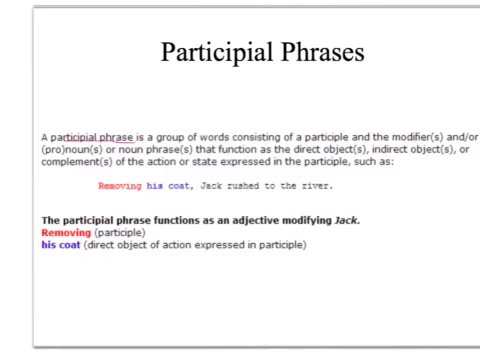A participial phrase is a group of words consisting of a participle, the modifiers, and/or nouns, pronouns, or noun phrases that function as direct objects, indirect objects, or complements of the action expressed in the participle. This is what can make participles hard: they can have their own objects or prepositional phrases associated with them. This also makes them difficult in Latin. So, removing his coat, Jack rushed to the river. Removing is the participle that modifies Jack. His coat is the object of removing.